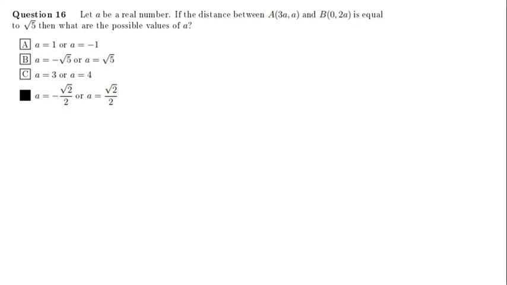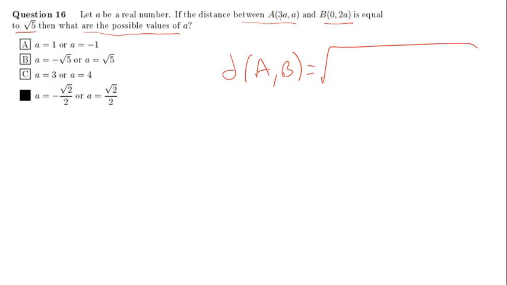Now, let A be a real number. If the distance between this and this is equal to square root 5, what are the possible values of A? So how do you find the distance between A and B? Right, we do it this way: 3A minus 0, squared, plus A minus 2A, squared.